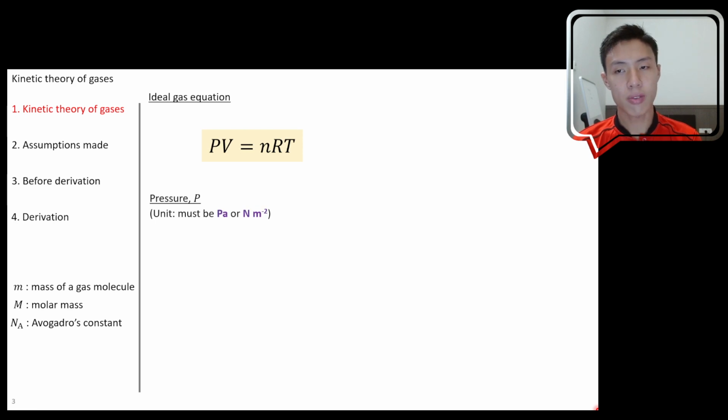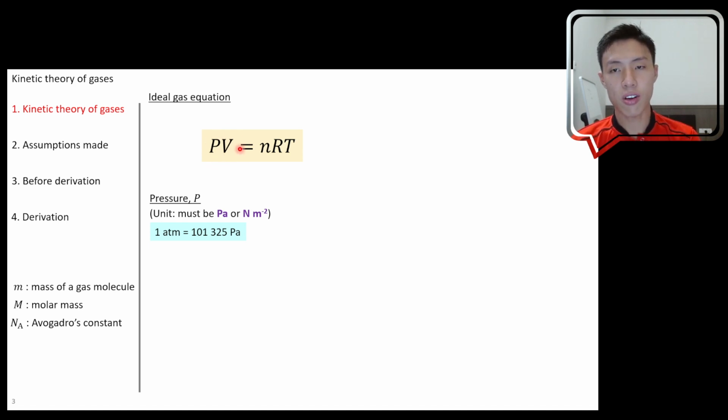P stands for pressure, as we mentioned just now, and must be in Pascal or Newton per meter square. So make sure you convert it from ATM to Pascal. If it involves atmosphere, you know that 1 atmosphere is equivalent to 101,325 Pascal. So make sure you convert it to Pascal before you substitute it inside this equation.